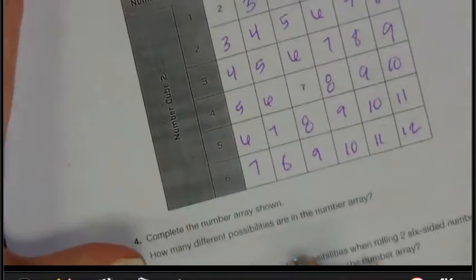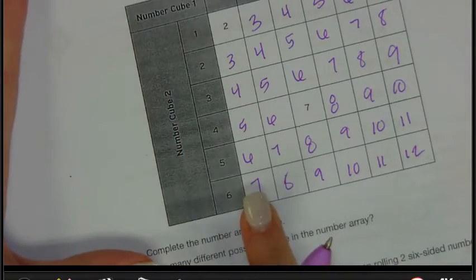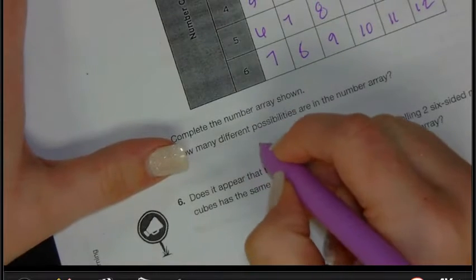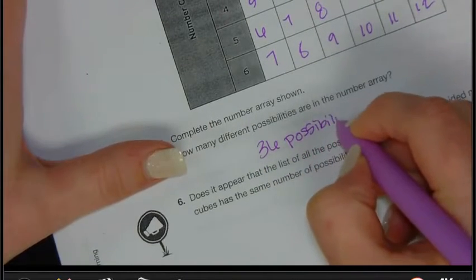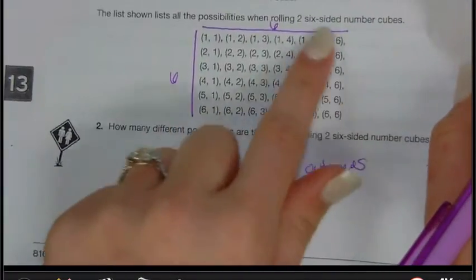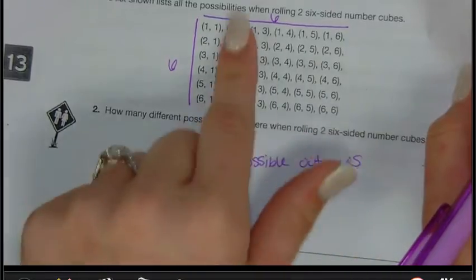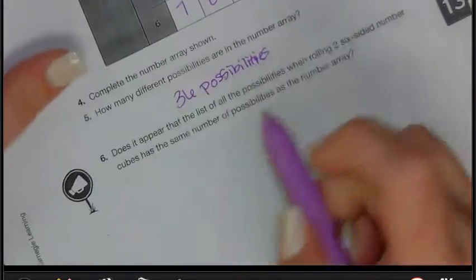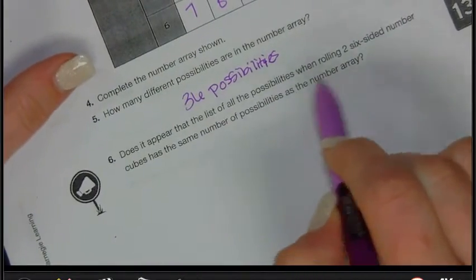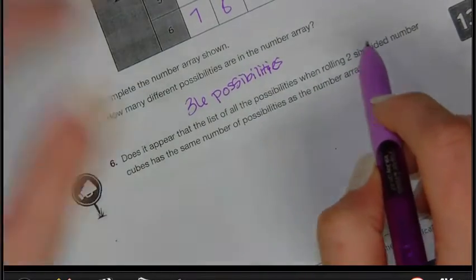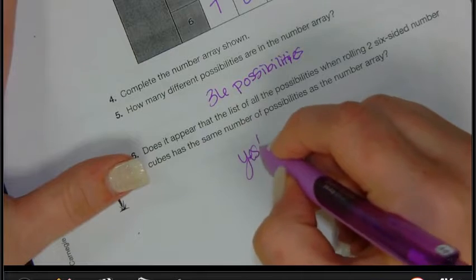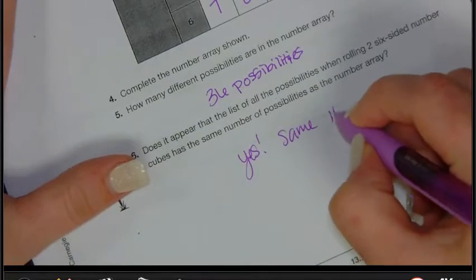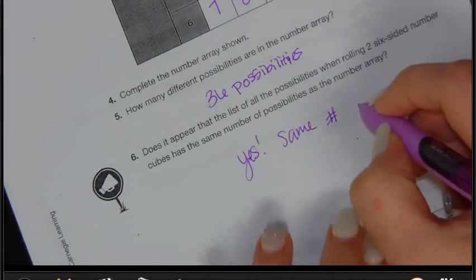Looking at my number array here, it looks like I have 6 numbers going down in each row, and 6 numbers in each column. Well, 6 times 6 is still going to be 36 possibilities. Looking at both my number array and all of my combinations, all of my possibilities, I have 36 for either one. Does it appear that the list of possibilities when rolling two 6-sided number cubes has the same number of possibilities as my number array? And the answer is yes. Same number of possibilities.